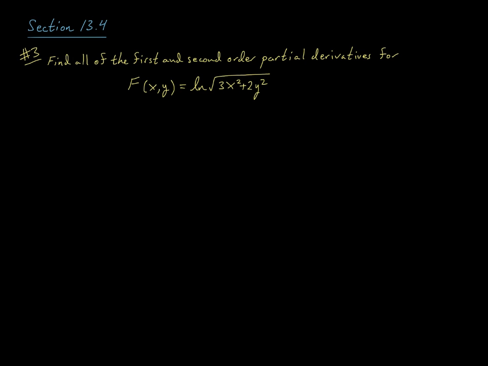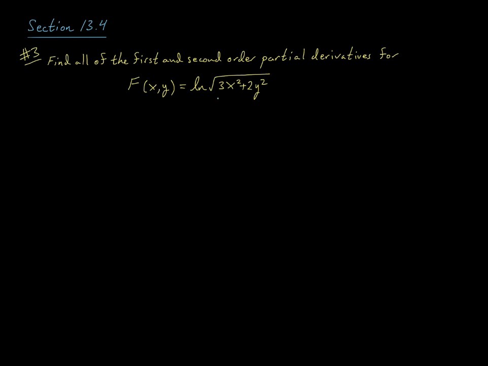All right, next up in section 13.4, we're going to look at problem number 3, where we're asked to find all of the first and second order partial derivatives for the function f of x y is the natural log of the square root of 3x squared plus 2y squared.